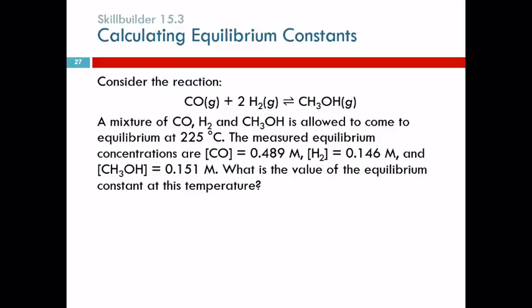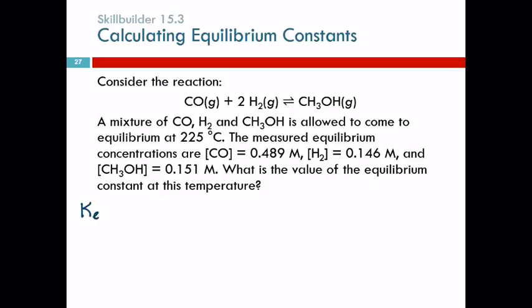Let's do another one. Consider this reaction. We have a mixture of these 3 substances, carbon monoxide, hydrogen, and methanol, and it comes to equilibrium at 225 degrees Celsius. The measured concentrations are given here. What's the value of the equilibrium constant at this temperature? Same idea as the last problem. First, we write the equilibrium constant expression, and then we put in the numbers.